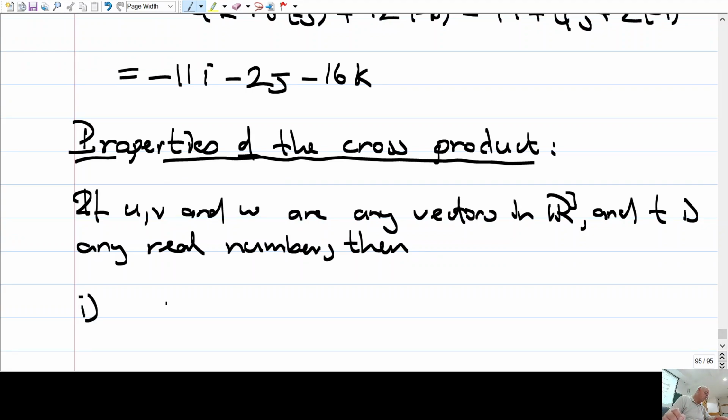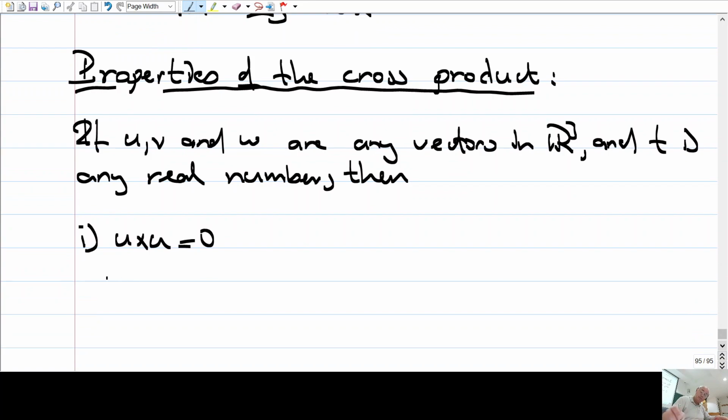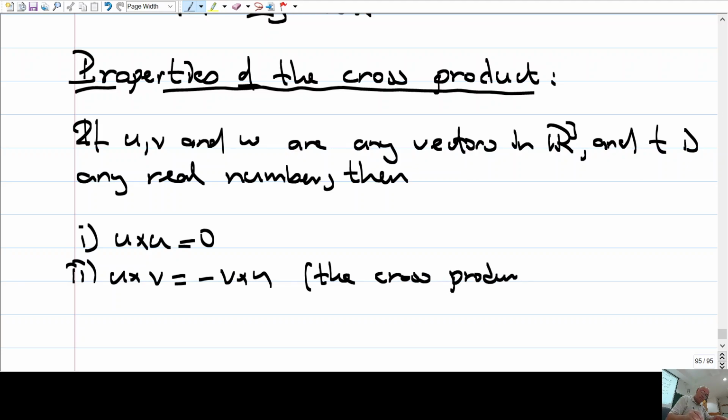Well, u cross u is 0. We already saw this, right? Second, u cross v is the same as minus v cross u. So this means the cross product is anti-commutative. Anti-commutative means when you replace the terms of the product, you get negative of the answer.